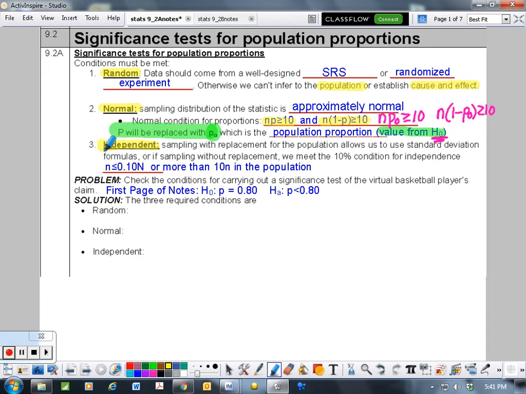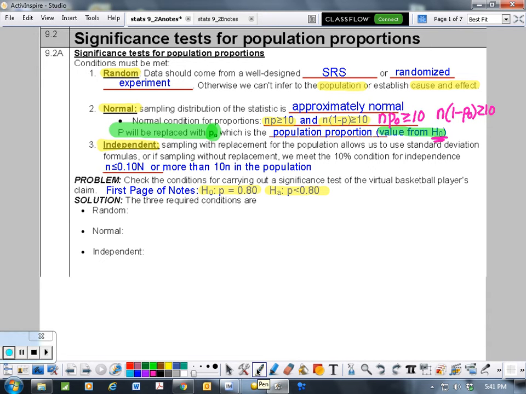So going back to our very first problem, we had this person who believed that they made 80% of their free throw shots. They're bragging, oh, I'm an 80% free throw shooter. And then when we actually had them shoot 50 free throws, they only made 32 out of the 50. So now we're checking, are they really an 80% free throw shooter, or are they less than an 80% free throw shooter?